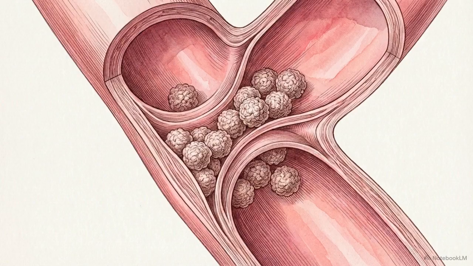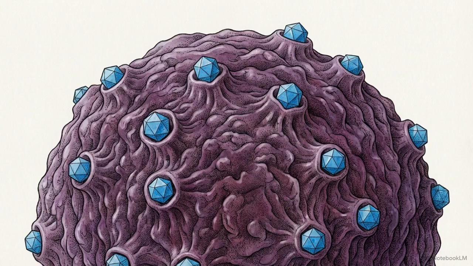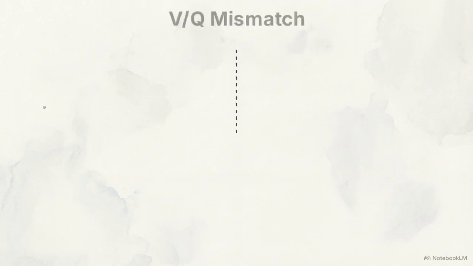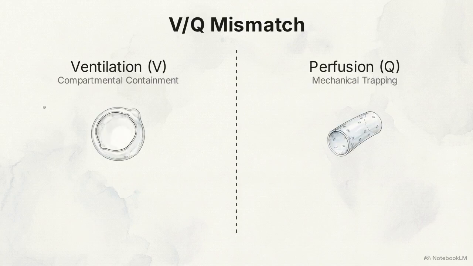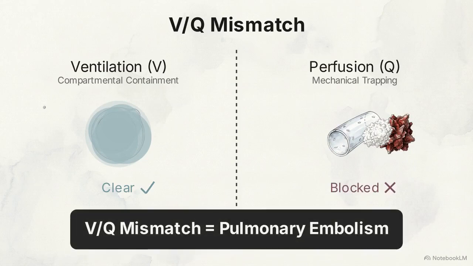Whether we are measuring mechanical flow, compartmental gas exchange, or biochemical mimicry, the goal is always to triangulate the exact point where normal physiology fails. This split-screen logic model shows the core of a VQ mismatch. If xenon gas successfully fills the compartmental alveolus on the left, but the MAA particle flow is abruptly blocked in the capillary on the right, a vascular obstruction like a pulmonary embolism is definitively proven.